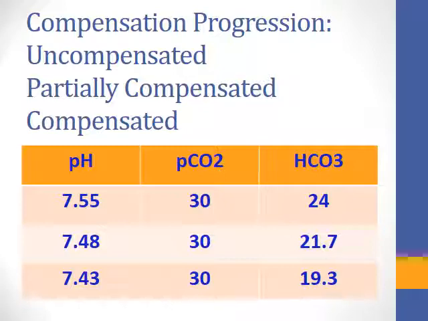My bicarb is 19.3, which you know is abnormal, and it's low. And my PCO2 is still low because I have a problem in my respiratory system. So I have the two abnormals with the normal pH, and when you have two abnormals with a normal pH, compensation has occurred.